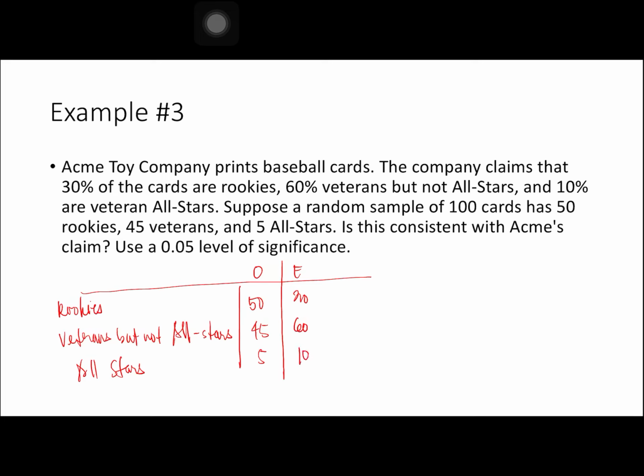Let us get the observed minus expected squared divided by expected value. So we have here 50 minus 30 squared divided by 30 is 13.33. 45 minus 60 squared divided by 60 is 3.75. 5 minus 10 squared divided by 10, we have there 2.5. Our total is 19.58. So this is our computed value of chi-square.